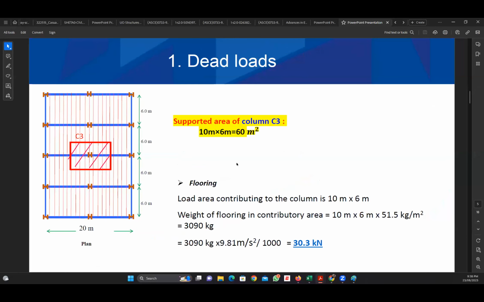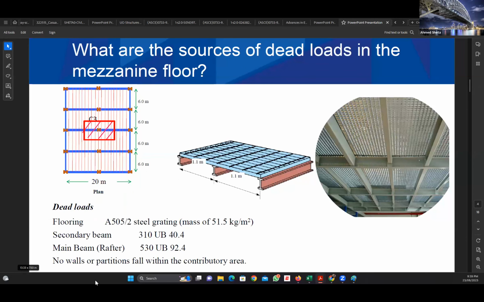But here, you will not go the same way, because this was also a common mistake before when we referred to the column example. They go straight away to follow the same thing for the beam. This example is not for the beam, it is for the column. But what you can do is just assume the loads from here and then continue from the similar beams, from what we have done in the beam example. So for example, for the floor grating, the mass is 51.5 kilograms per square meter. That's already answered for us for the flooring.